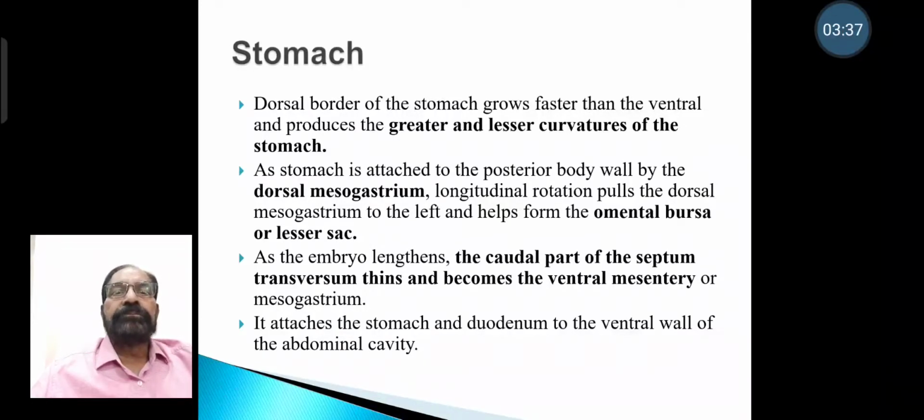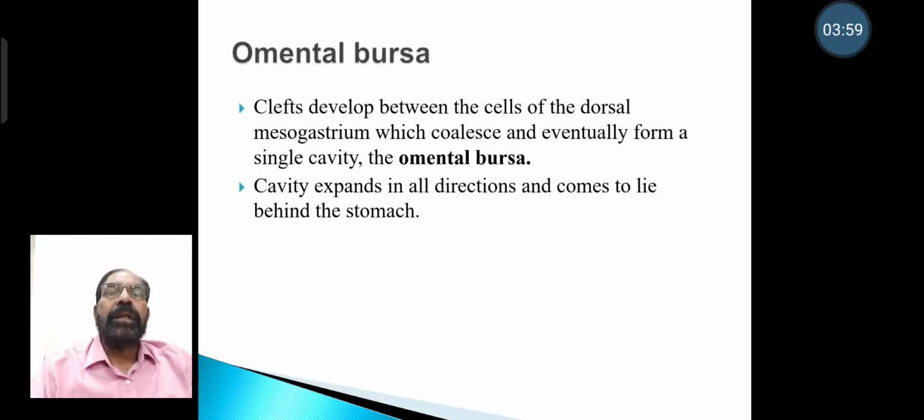As the embryo lengthens, the caudal part of the septum transversum thins and becomes the ventral mesentery or the mesogastrium. It attaches the stomach and duodenum to the ventral wall of the abdominal cavity. Omental bursa. Clefts appear between the cells of the dorsal mesogastrium, which coalesce and eventually form a single cavity, that is omental bursa. Cavity expands in all directions and comes to lie behind the stomach.